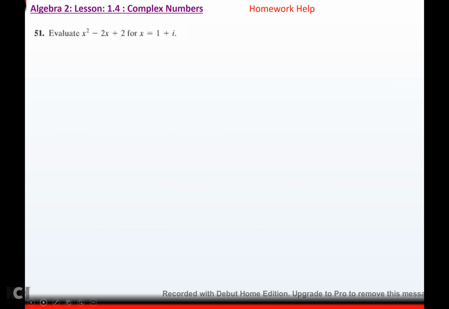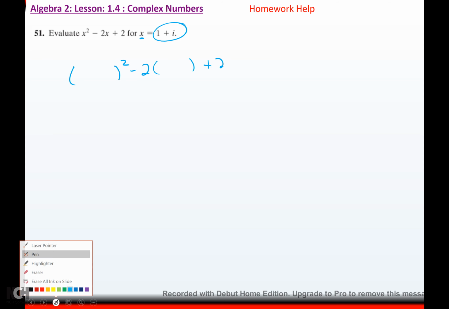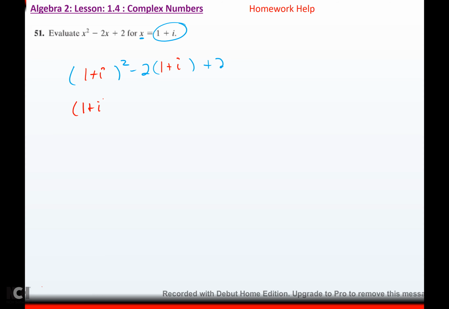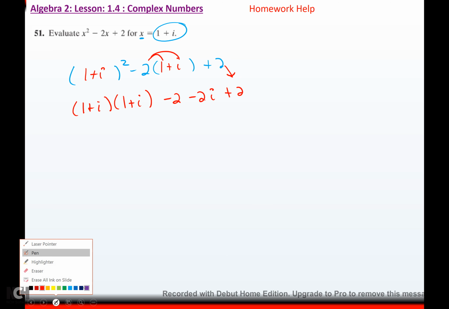All right, so this one says evaluate x squared minus 2x plus 2 for x equals 1 plus i. They're telling you to replace x with 1 plus i. So I have x squared minus 2x plus 2, and I'm replacing x with 1 plus i. To do this one without killing puppies, I have to make 2 copies. Here I can just distribute. That's negative 2 minus 2i and drop the plus 2. So I need to multiply before I combine like terms. Although I can. This negative 2 and this positive 2 are going to be out.